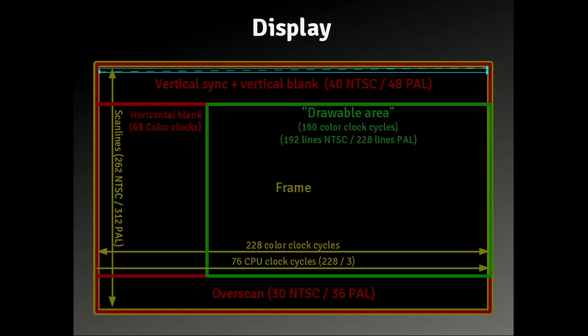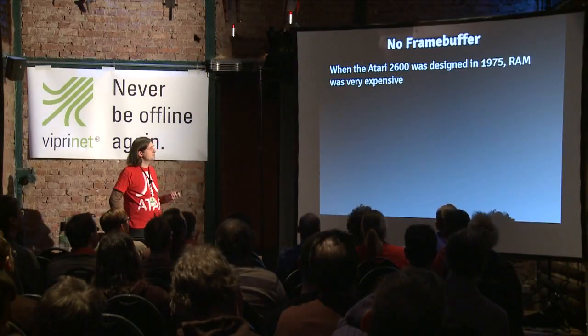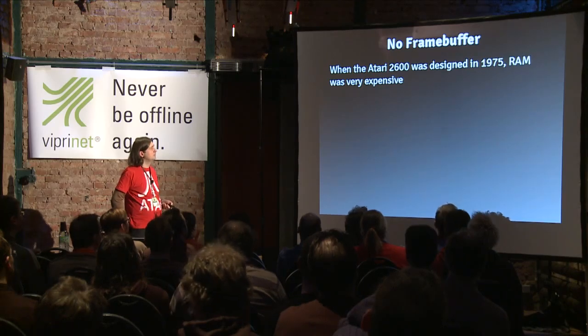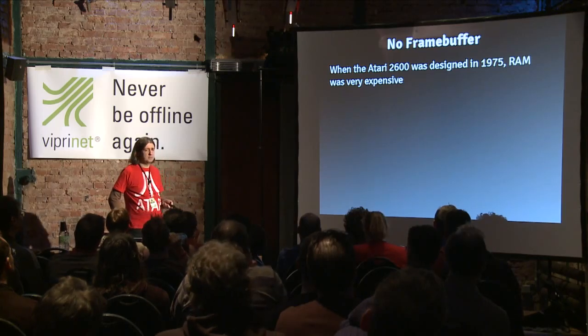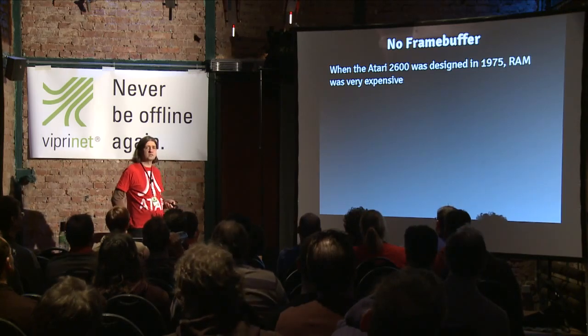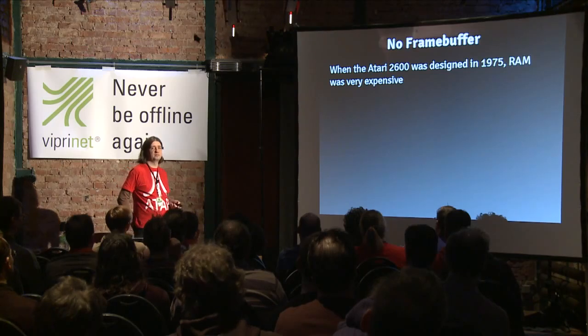So what we are left with is a drawable area of 160 color clock cycles and 192 lines or 228 lines, depending on whether you are using NTSC or PAL. The lines are not fixed, as I said before. As I mentioned earlier, we've got no frame buffer because RAM was very expensive back then. I figured today a gigabyte of RAM is cheaper than a kilobyte of RAM back then.